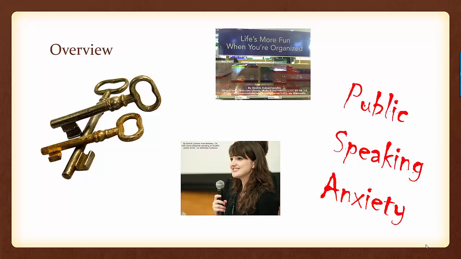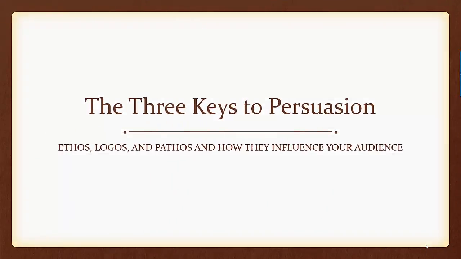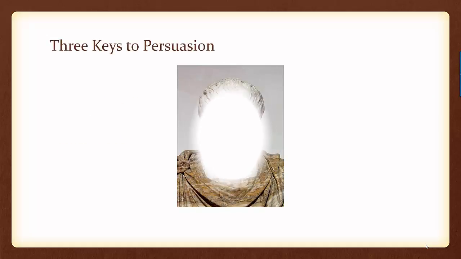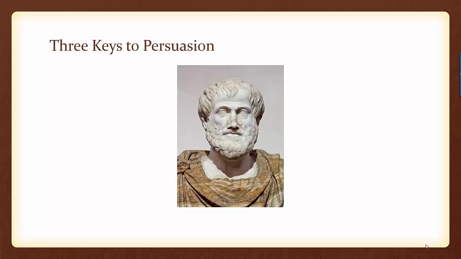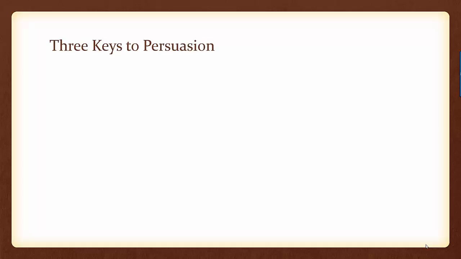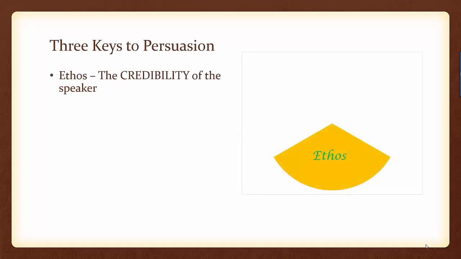Let's begin. At this point, you know how to develop an argument. Now we're going to take that argument and make it into a speech. Public speakers need to be aware of 3 key concepts: ethos, logos, and pathos. Aristotle discussed these concepts in his work called Rhetoric. He identified ethos as the credibility of the speaker.